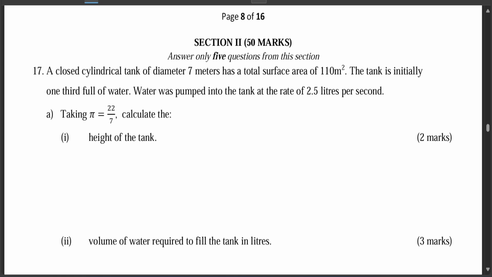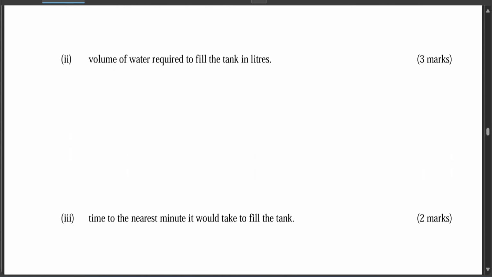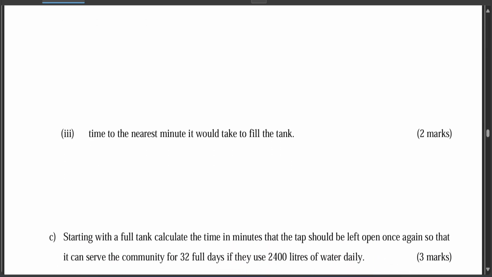Section 2, say question 17. What does question 17 say? A closed cylindrical tank of a diameter 7 meters has a total surface area of 110 square meters. Now, if the tank is initially 1/3 full of water, water was pumped into the tank at the rate of 2.5 liters per second. Question A, taking pi to be 22/7, calculate Roman 1, the height of the tank, which is 2 marks. Roman 2, the volume of water required to fill the tank in liters. Roman 3, time to the nearest minute it will take to fill the tank.